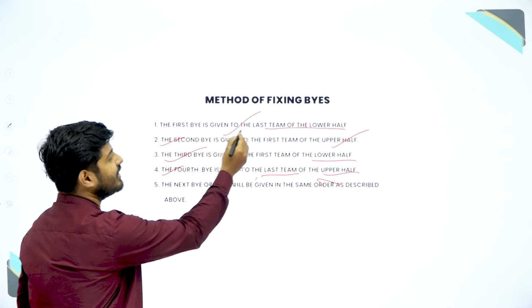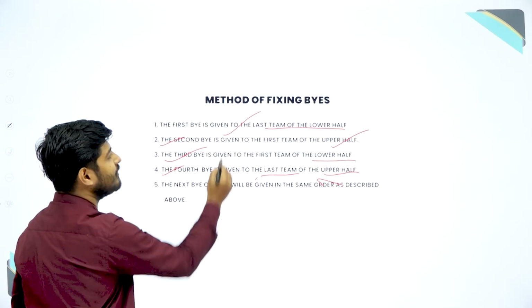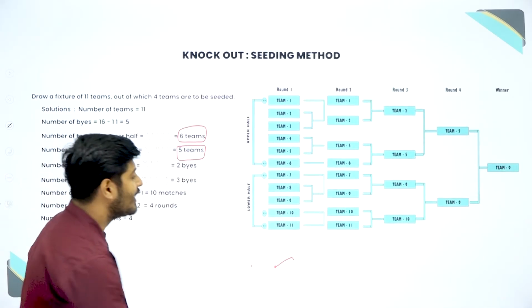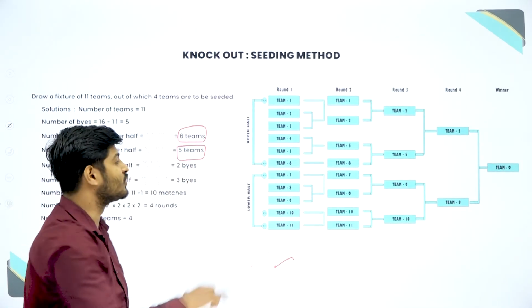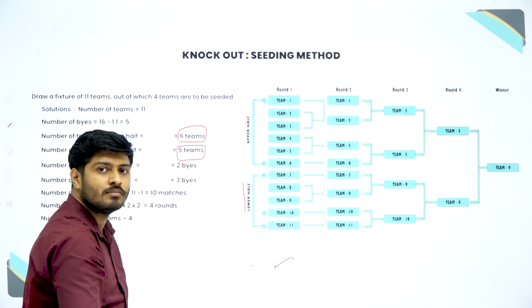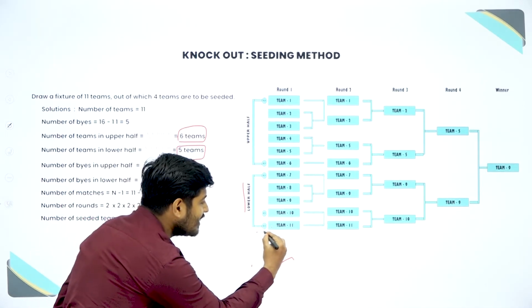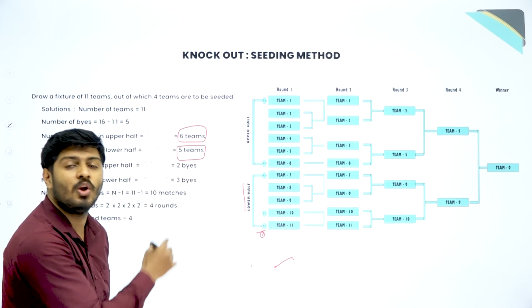The first bye is given to the last team of the lower half. You can see in the image, the first bye is given to the last team in the lower half. So this is the lower half that you have, and this is the last team that you have. So the bye is already given.